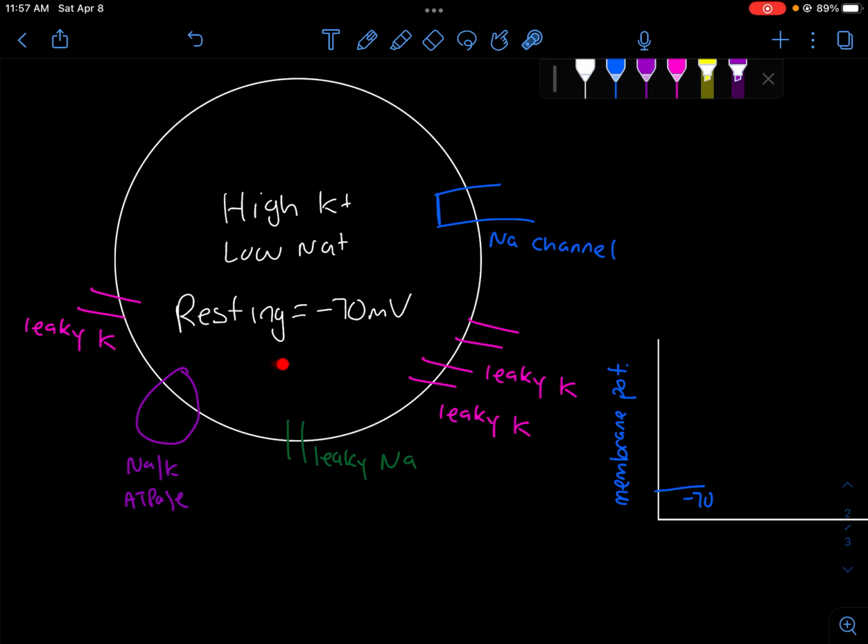If you remember from section, at rest, at the resting membrane potential, this neuron is more permeable to potassium. So there are more leaky potassium channels. There's some sodium as well, but relatively the cell is more permeable to potassium. That gives us this negative 70 millivolt resting membrane potential.